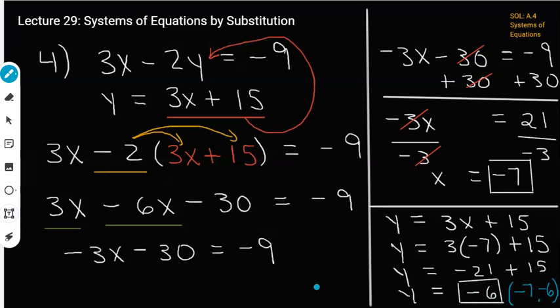So you should get whole numbers for your answers for all of these. If you get a fraction or something weird like that, you need to go back and see what you did wrong. But once you've got the whole numbers, you're good. Now what I'm going to do is graph these and see if I get the same answer.